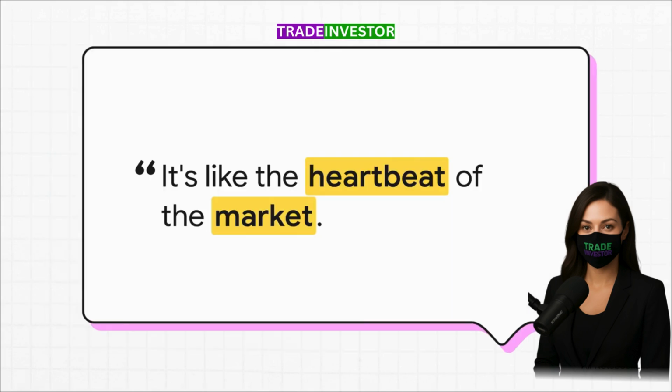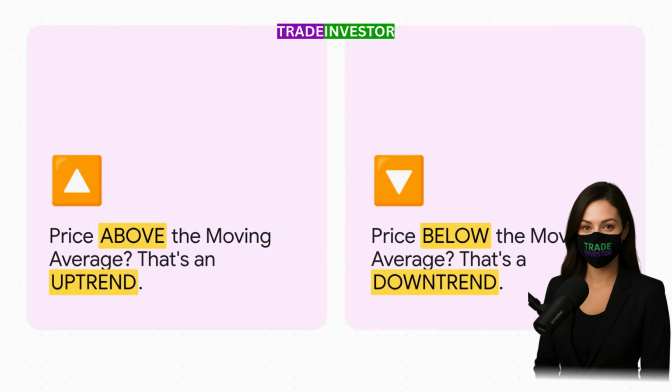I absolutely love this way of thinking about it. A longer-term moving average really is like the market's heartbeat. It's its pulse. It gives you this constant, rhythmic sense of the market's overall health and its direction. It's a fantastic visual. And using it is just beautifully simple. Is the price consistently trading above that moving average line? Guess what? You're in an uptrend. Is the price consistently trading below it? You're in a downtrend.